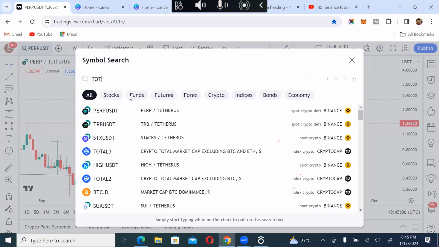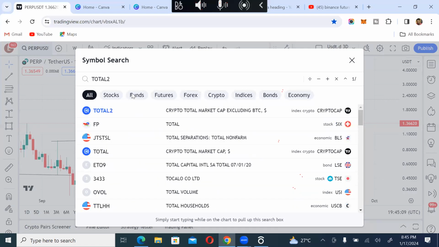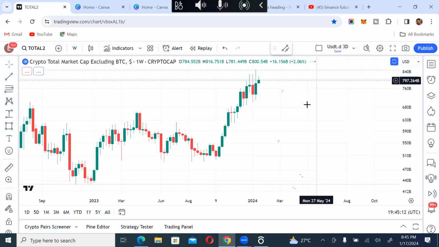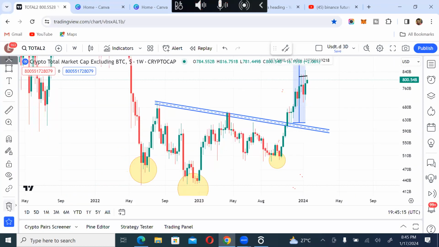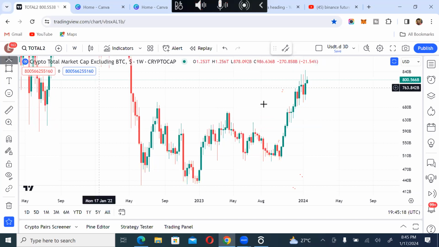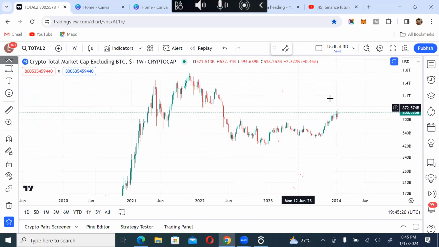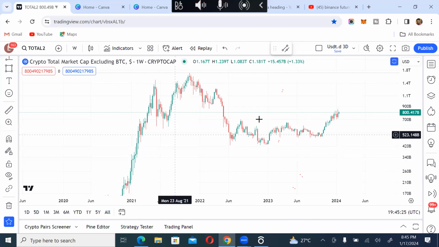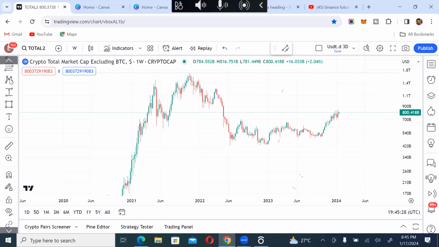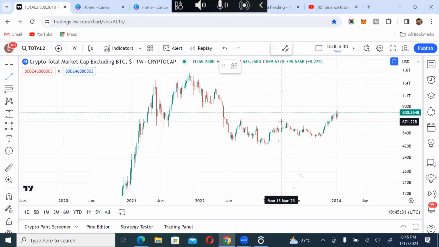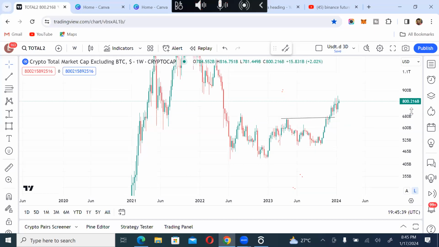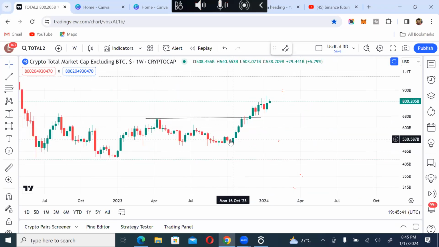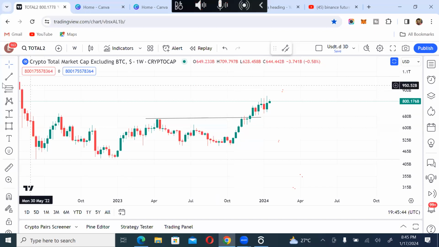Lastly, let's see what Total 3 and Total 2 are saying. Total 2 is the total market cap excluding Bitcoin. Let us see if it's going to move to the upside or make a retracement. We had a break of structure at this point. What caused the break of structure? Somewhere around here.